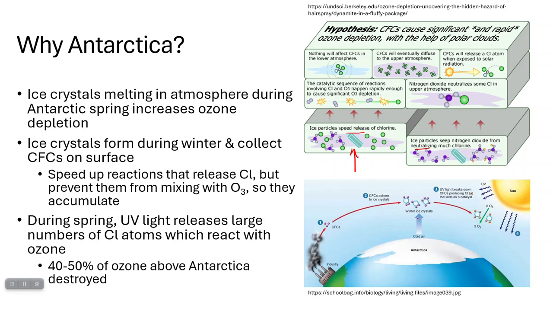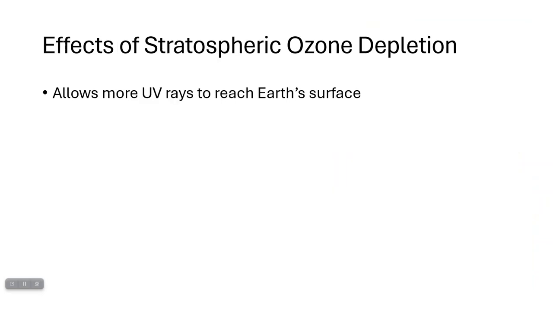Then I like this diagram because it's very simple. It just shows you there are winter ice crystals, and CFCs, which are these little purple spheres, build up around the ice crystals, and then UV light breaks them down and releases the chlorine. Once it warms in the spring, these ice crystals melt, releasing a lot of chlorine that's going to destroy a lot of ozone in a very quick time frame.